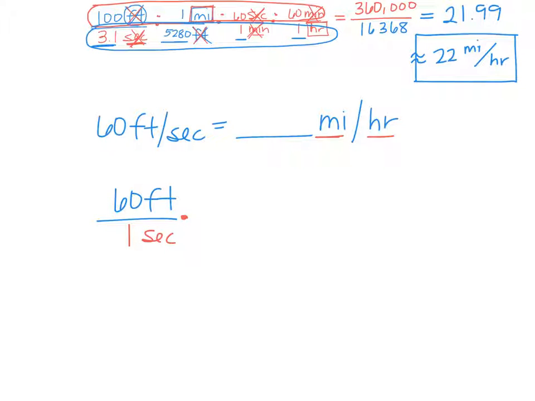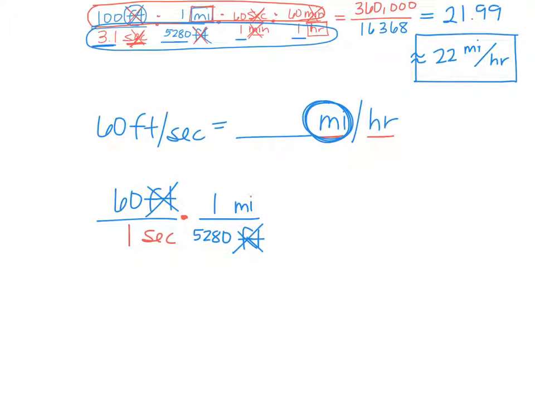So let's start with the feet. If I'm going to convert feet, I need to put feet on bottom so that these guys will cancel out, and feet convert to miles. So 1 mile is 5,280 feet. Okay, so now we're done with our miles. We have converted to miles. Our feet are gone. So currently we're at miles per second.